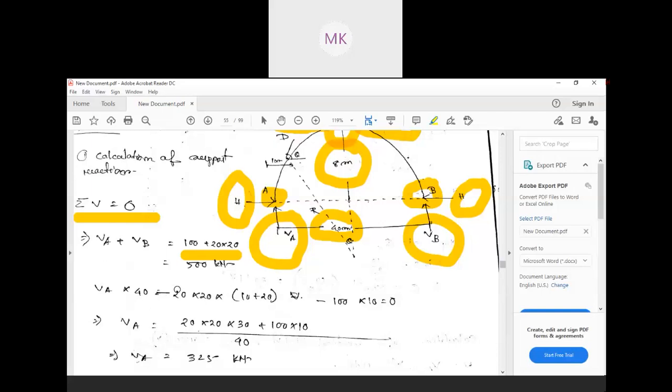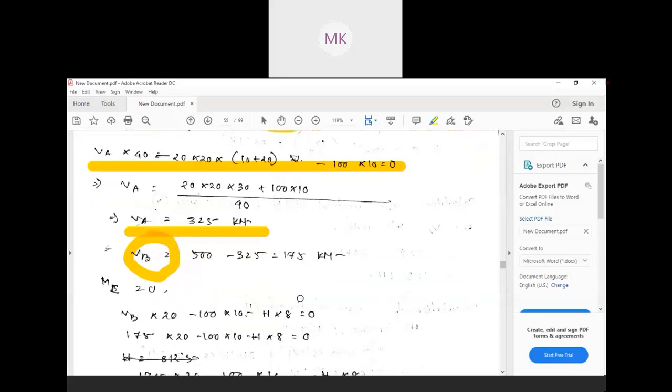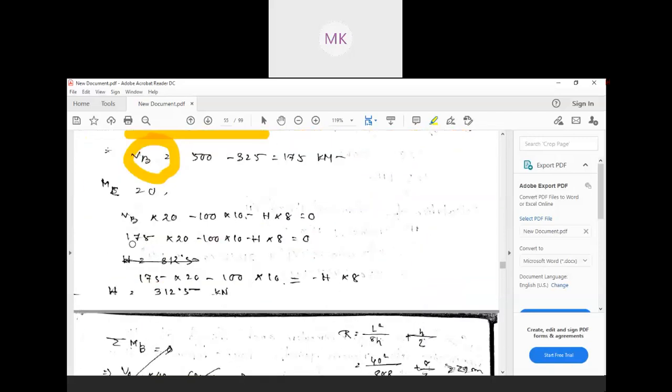This is our total. So by taking moment about any point, say we are taking about B, VA into the whole span length. I think all of you know how to do this. Just use this, and from it you can easily find the VA value. Once you find VA, you can easily get the VB value also. After that, we need to take the moment about point C. Here you see, taking moment at C, we need to find this horizontal force H by taking the moment about that point C.